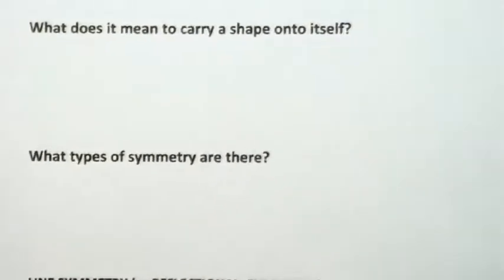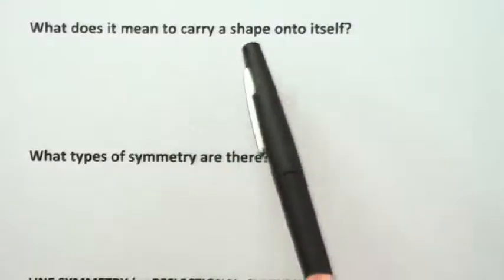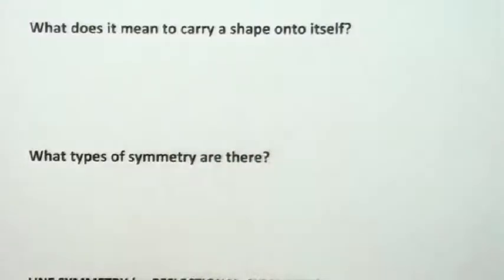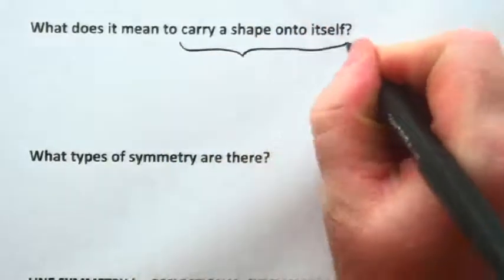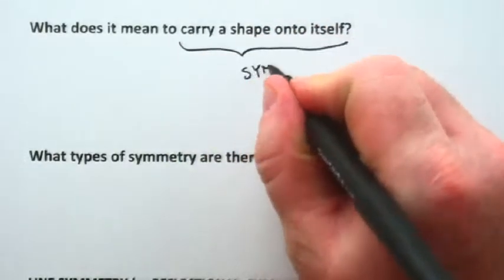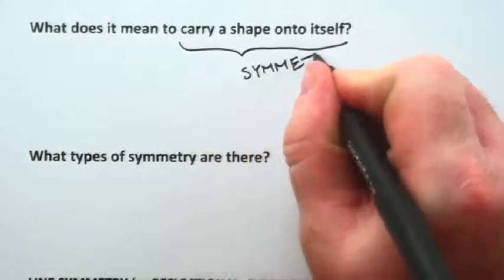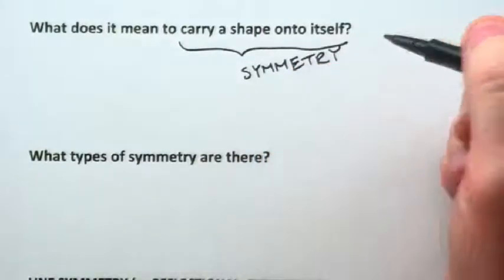And this objective uses a phrase that might be new to you: to carry a shape onto itself. Now, ultimately, to carry a shape onto itself is the idea of what symmetry means. So really, this is a tricky word for symmetry.